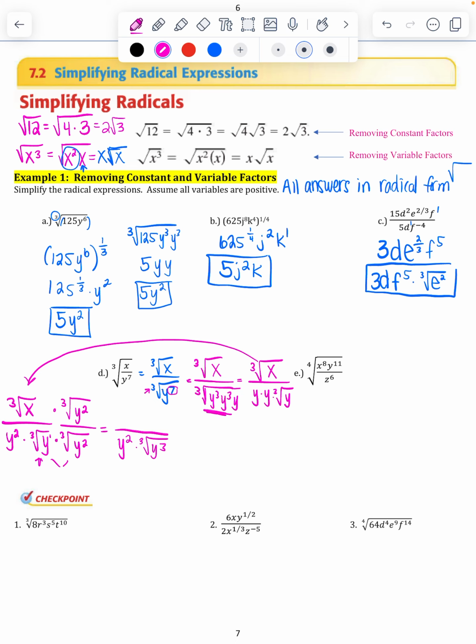On the numerator, we have the cube root of x times the cube root of y squared. We can merge those together and just say this is the cube root of xy squared. That's totally fine to do that. And then in the denominator, we have the y squared, and then the cube root of y cubed is just y. So simplifying that all the way down, we would have the cube root of xy squared over y to the third power. That would be the final answer in simplified radical form.